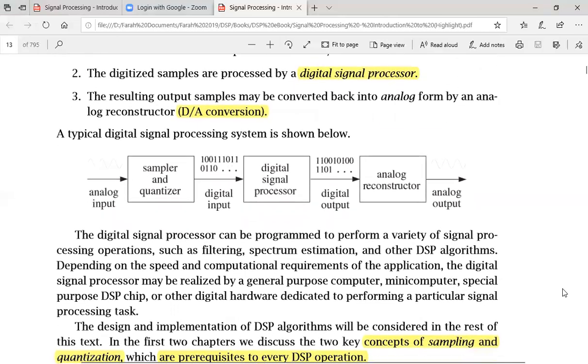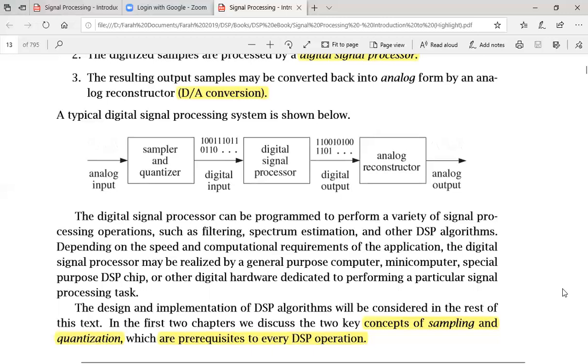Basically, a digital signal processor can be programmed to perform a variety of applications. You may implement a filter over it. You may have many other applications. For example, if you have an audio signal, you can improve its quality. If you have a video signal, you can change its contrast. So there are many applications we encounter in our daily life.